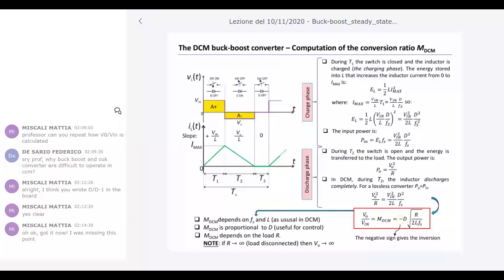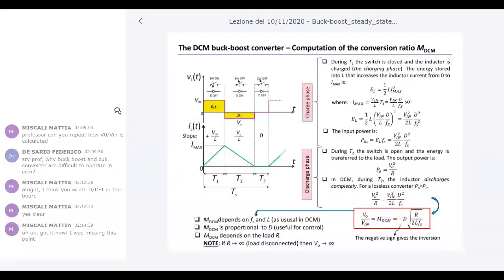And this is also typical for the boost. This will be clear in the next lecture when we talk about closed loop control. But this is basically due to the fact that in CCM both the boost and the buck boost are very difficult to stabilize. It's very difficult to have a constant output voltage against variations of the input voltage, the output current, etc. So it's easier to operate them in DCM.